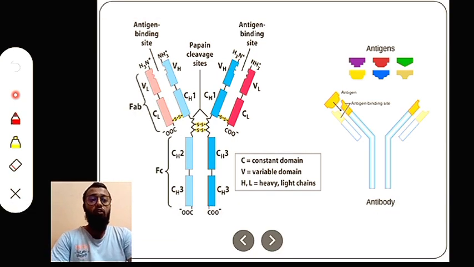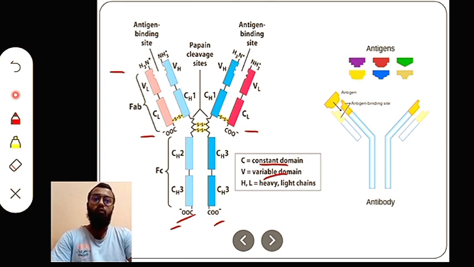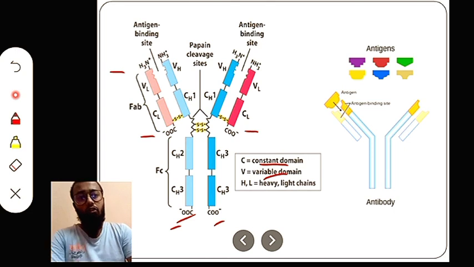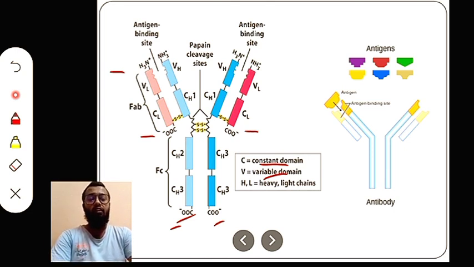So the antibody consists of the constant domain, variable domain, and two heavy chains. These are the two heavy chains and these are the light chains. The head of every antibody has an amino group, and the tail has the carboxyl group. The antibody has two regions, heavy and light chain.